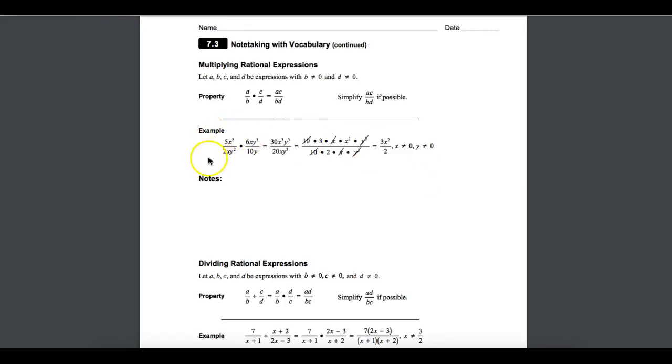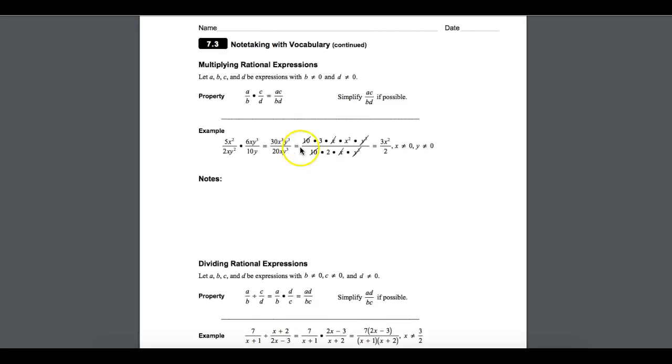Now let's look at an example here. So we've got 5x squared over 2xy squared times 6xy cubed over 10y. Now, what you want to do here is just go ahead and multiply across and combine like terms. So your coefficients, 5 times 6, give you 30. X squared times x gives you x cubed. Y cubed times 1 gives you y cubed. On the bottom, 2 times 10 gives you 20. X times 1 gives you x. Y squared times y gives you y cubed.